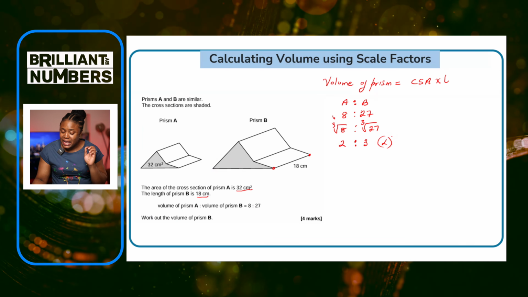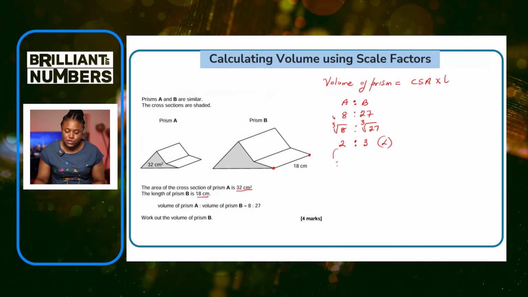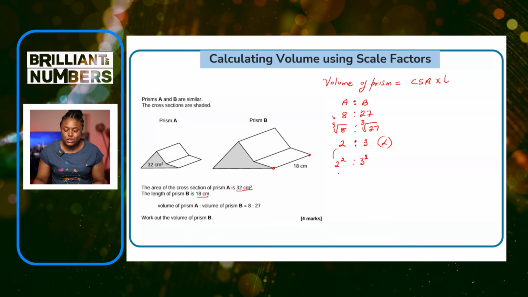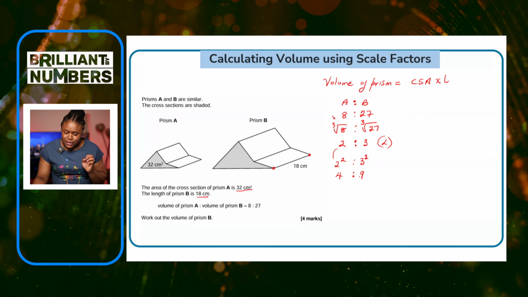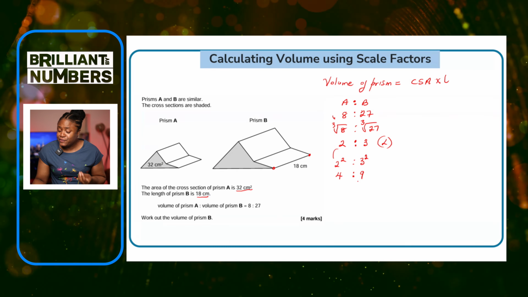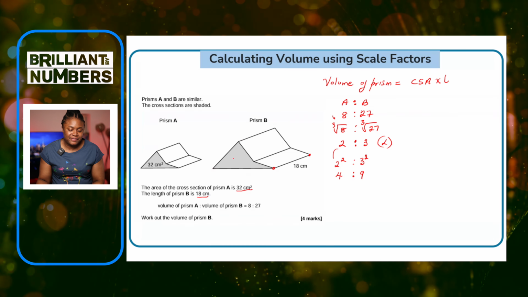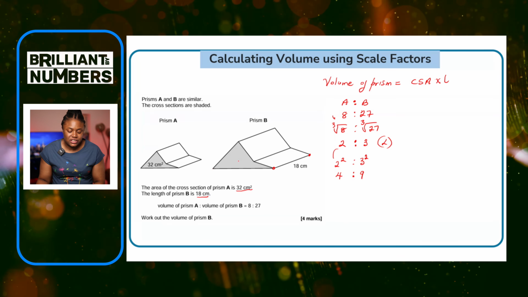Now I need to find the area by squaring the linear. So let's go. So we're going to do 2 squared and 3 squared. So 2 squared is 4 and 3 squared is 9. So the area ratio is 4 to 9. Now I can use that to help me to find the area of prism B, the cross-sectional area.